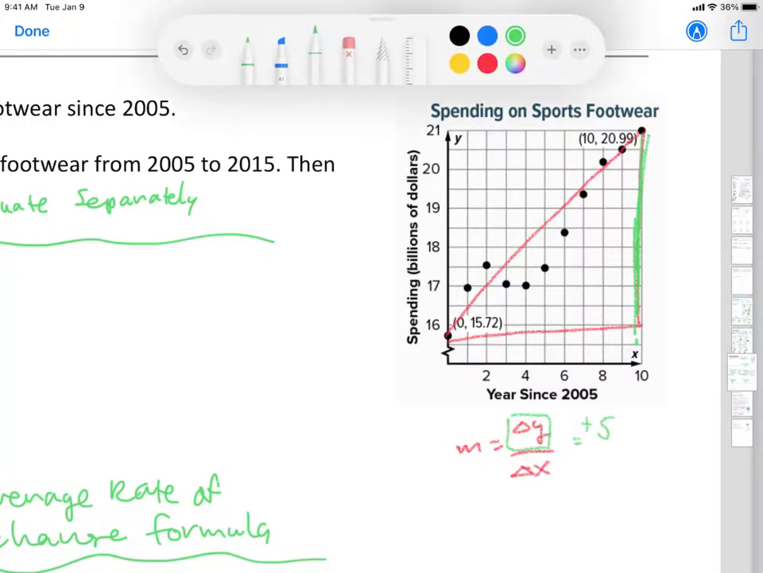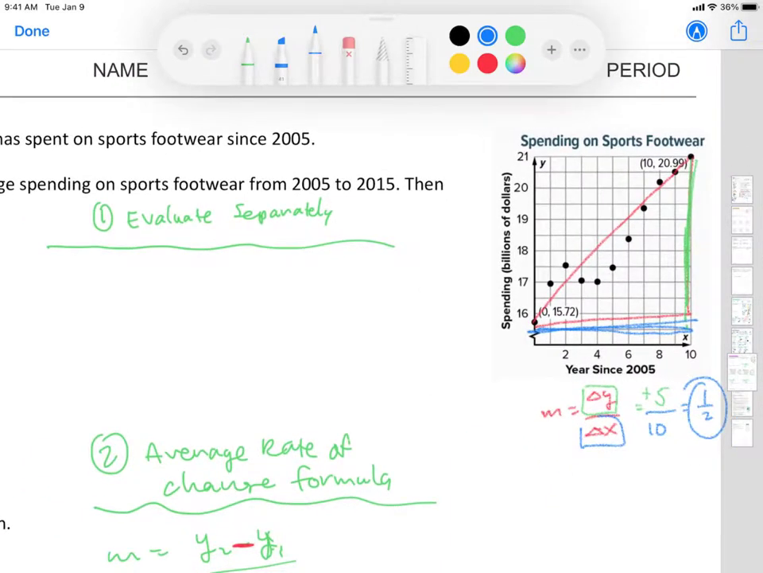And then the change of x is right there, the bottom of that triangle. And that's, if you look at there, it's like a 0 to 10. So, 5 divided by 10 is not 2, it's 1/2. So our 0.5 is my guess, is our estimate. So we're going to do the same thing we've done before. We're going to evaluate those separately.